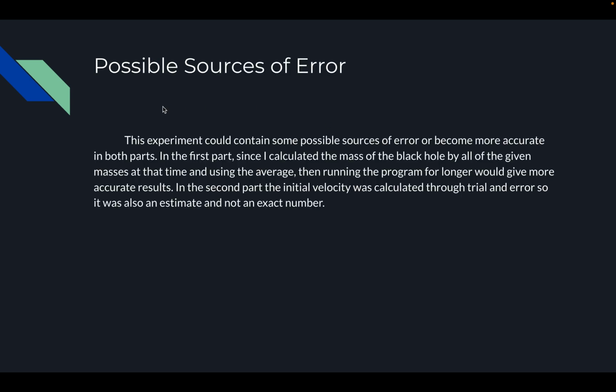So, possible sources of error. This experiment could contain some possible sources of error or become more accurate in both parts. In the first part, since I calculated the mass of the black hole by taking all of the given masses at that time period and using the average, running the program longer and getting a larger sample size would give a more accurate set of results. In the second part, the initial velocity was calculated through trial and error, so it was also an estimate and not an exact number.